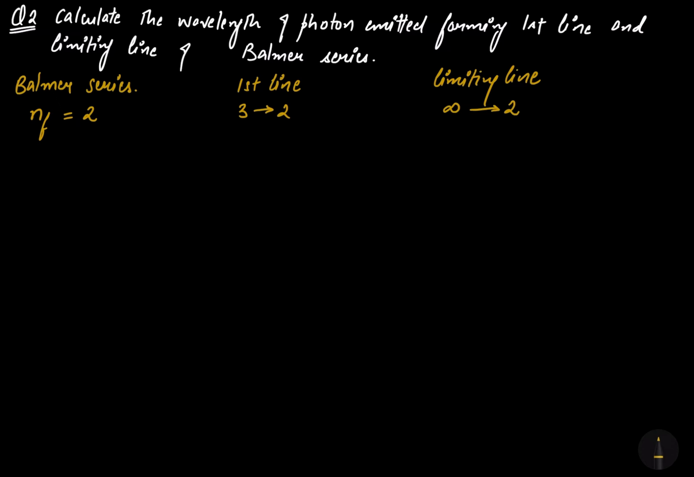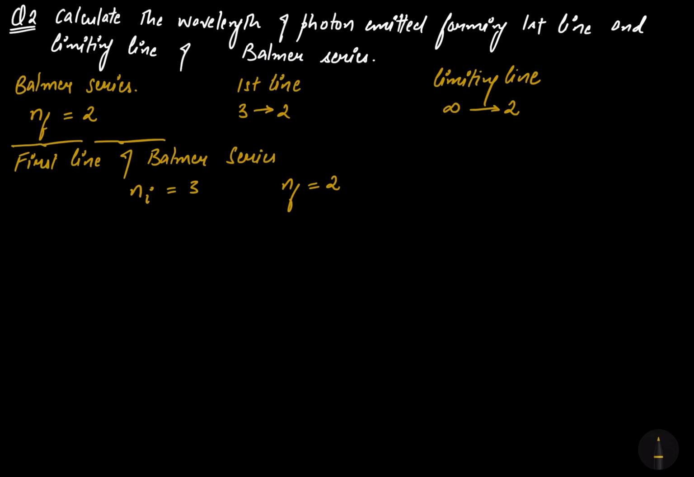So we have to evaluate the wavelength for the first line and limiting line. We have got their orbit numbers, the initial and the final. So let's calculate the wavelength for the first line first. So first of all, we are evaluating for the first line of the Balmer series. For the first line of the Balmer series, the n initial is 3 and the n final is 2.